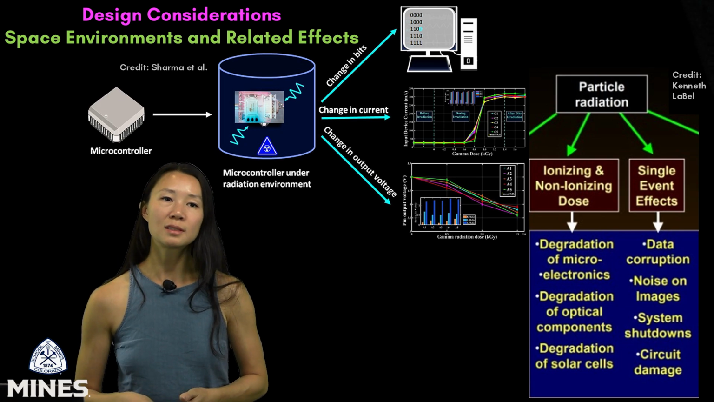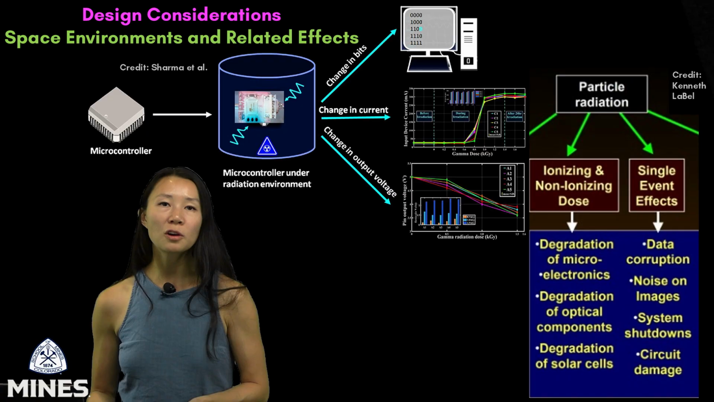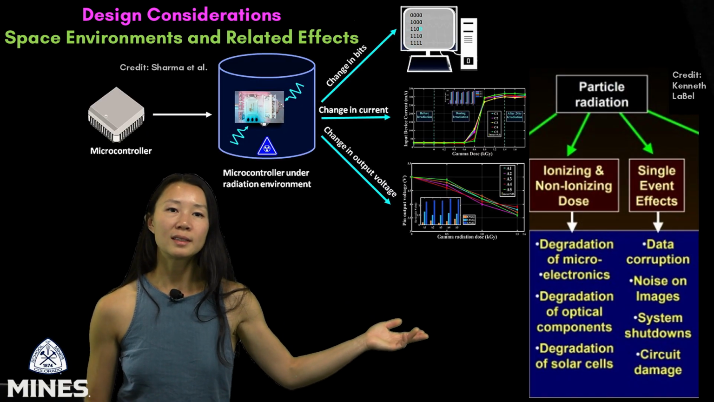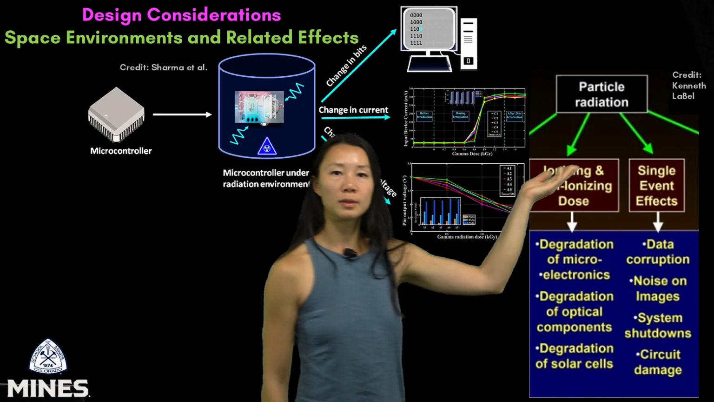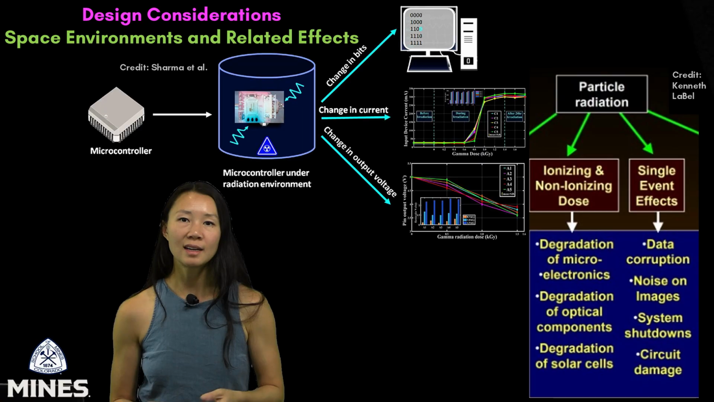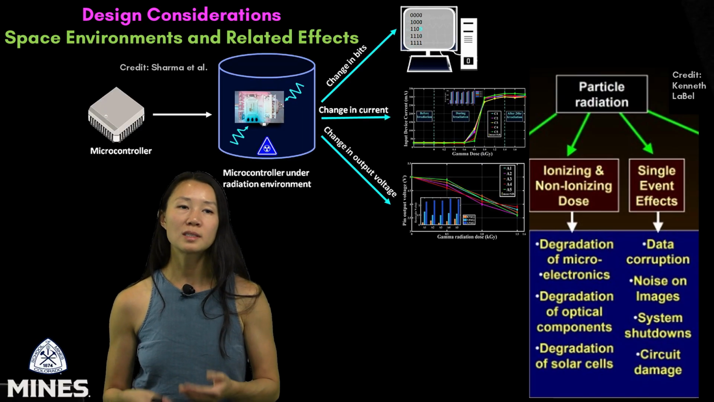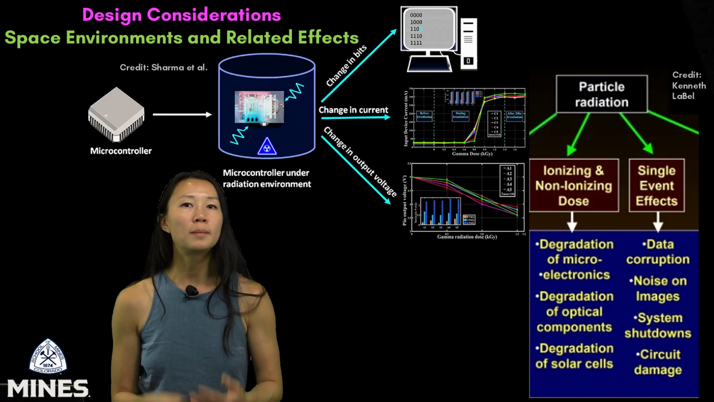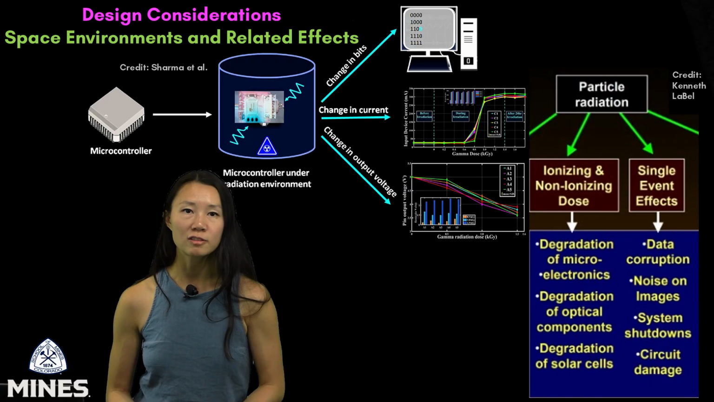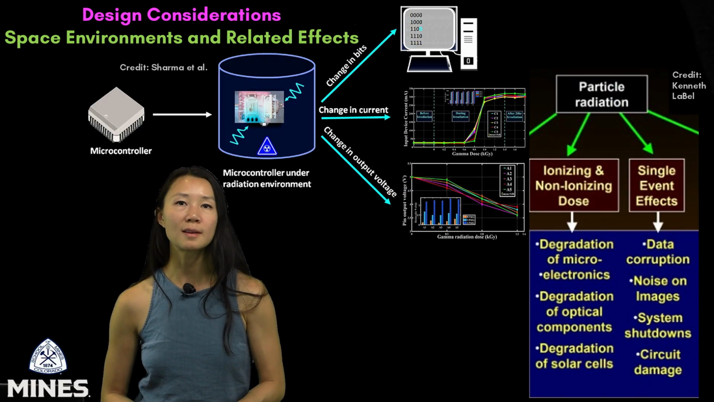This slide introduces some of the environmental threats our electronics face in space to consider in your hardware or downstream software design. On the right, we see a major environmental input, particle radiation. Radiation in space includes ionizing and non-ionizing doses, as well as single event effects, or SEEs. The chart shows how particle radiation causes bit flips in memory, changes in current draw, and even voltage instabilities in sensitive electronics like our OBC.